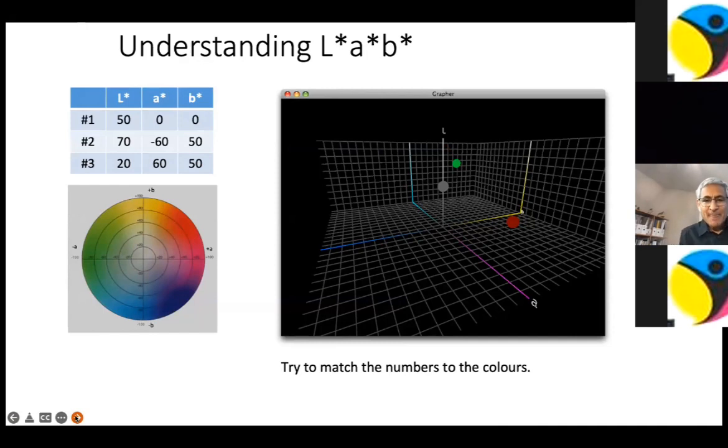So try to match the numbers to the colors. You have a two-dimensional representation and a three-dimensional representation here. Very easy. What is number one? Number one has L star of 50. So that's the vertical axis. So there's a color that's halfway up, and then it has 0 A and 0 B. So it moves very little away from the central axis.